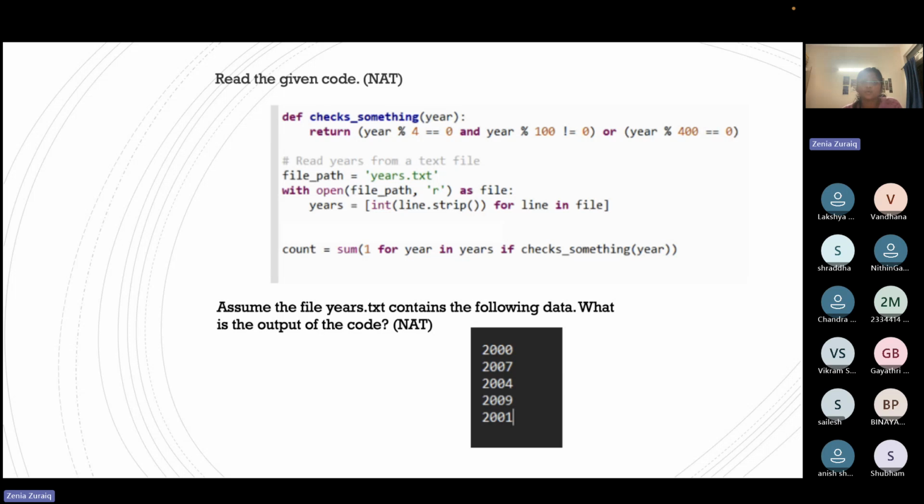Again, just figure out what this function check something does. With that itself, you will get your idea or your answer.